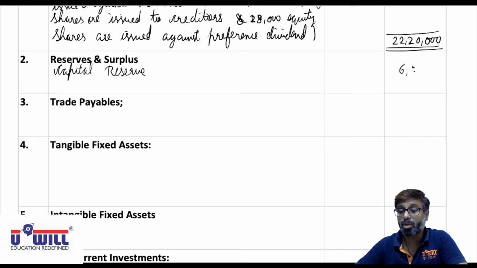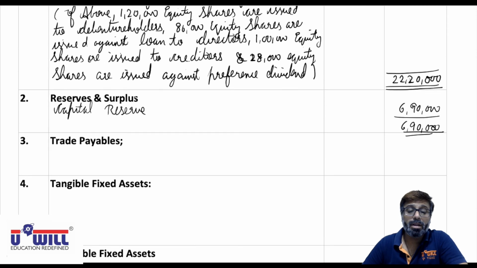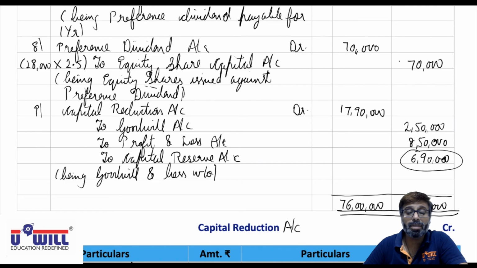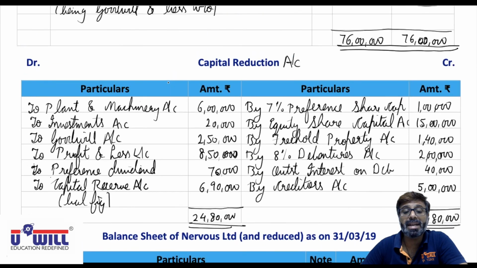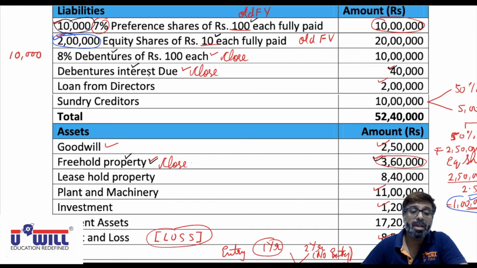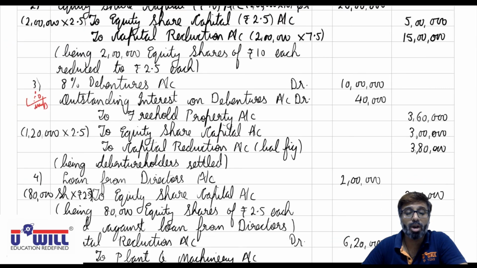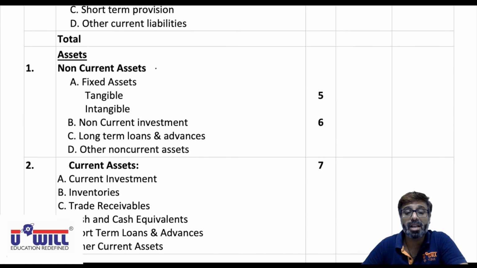And same will be the total. Then trade payables directly, because we don't have long-term debt. You all can see long-term borrowing is there in the balance sheet, but debentures are completely settled, so they will not come. Loan is completely settled, so that will not come. Debentures and loan were both long-term borrowings, but since they are completely settled, those long-term borrowings will not come.